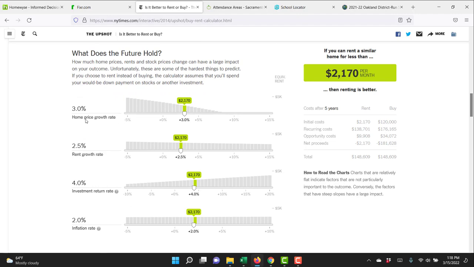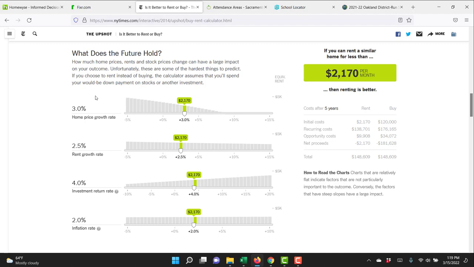And so the first one is home price growth rate. Historically, prices have gone up in value a certain percentage every year on average. But it's speculative to say that that is going to continue, and it's also speculative to say at what percentage it's going to continue. So you can see here, if we assume less property appreciation, the equivalent rent is going to go up in a pretty steep manner.